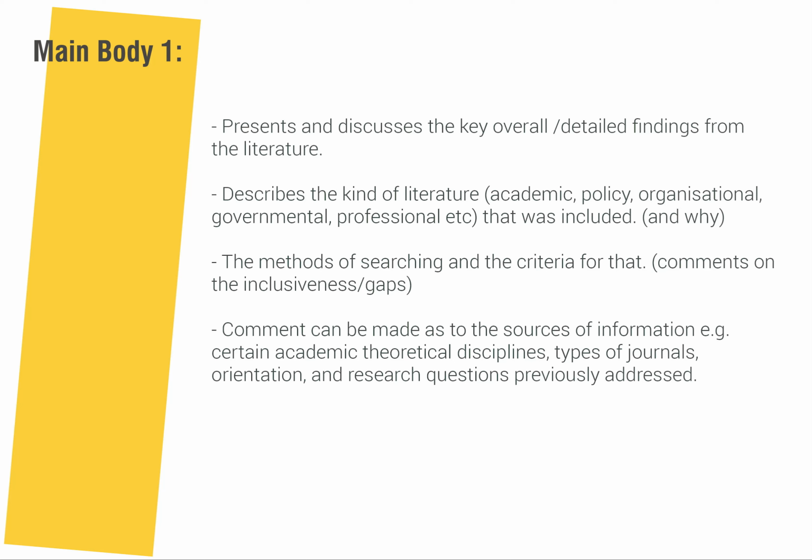So to move on to the main body of the review, which of course can be broken down into different sections and so on, what does this actually include and how is it orientated? Well, firstly, it's the place where you present and provide initial discussion of the overall findings from your review. It describes the kind of literature that you've utilised, how you found it, and why you chose those methods and approaches. And it also enables you to begin to discuss your review of that literature, your understanding of it, your interpretation of it, your critical analysis of it, and the gaps in knowledge that you've identified as you go along.